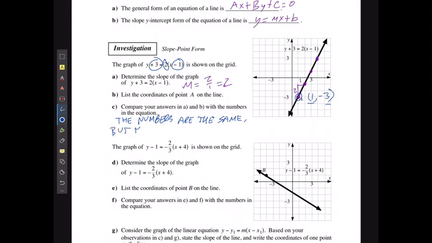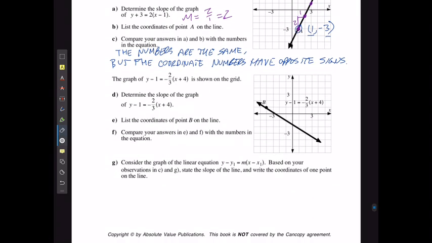but the coordinate numbers have opposite signs. So in this case, I had a positive 1 in the coordinate, but a negative 1 in the equation, or I had a negative 3 in the coordinate and a positive 3 in the equation. The 2 for the slope is still the same 2.